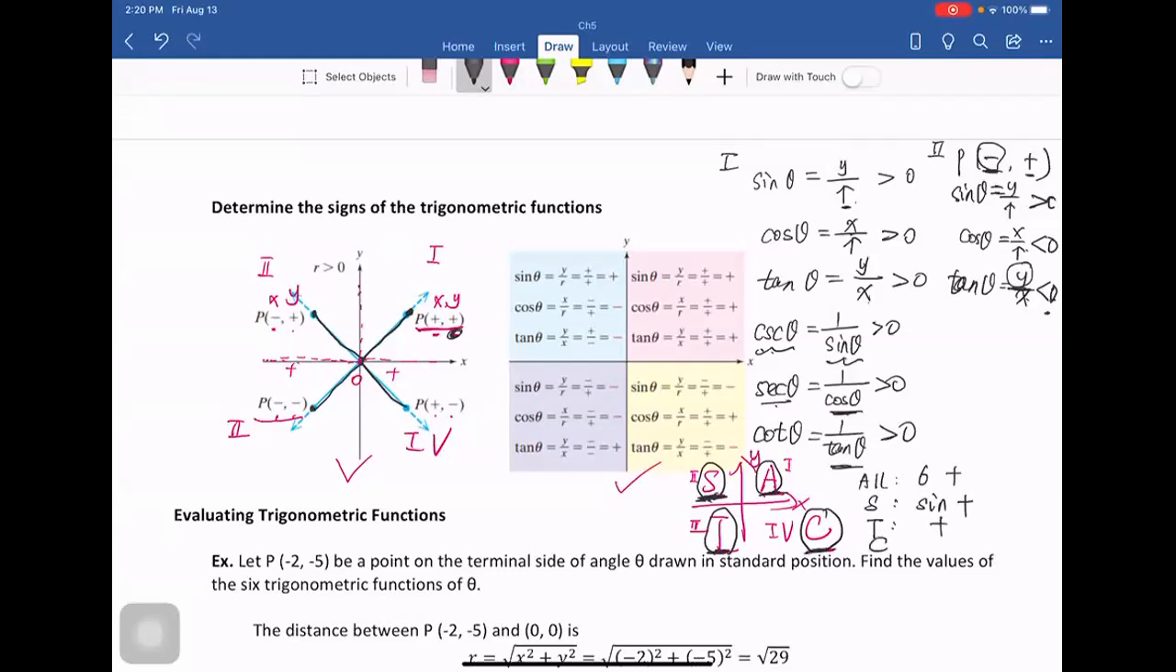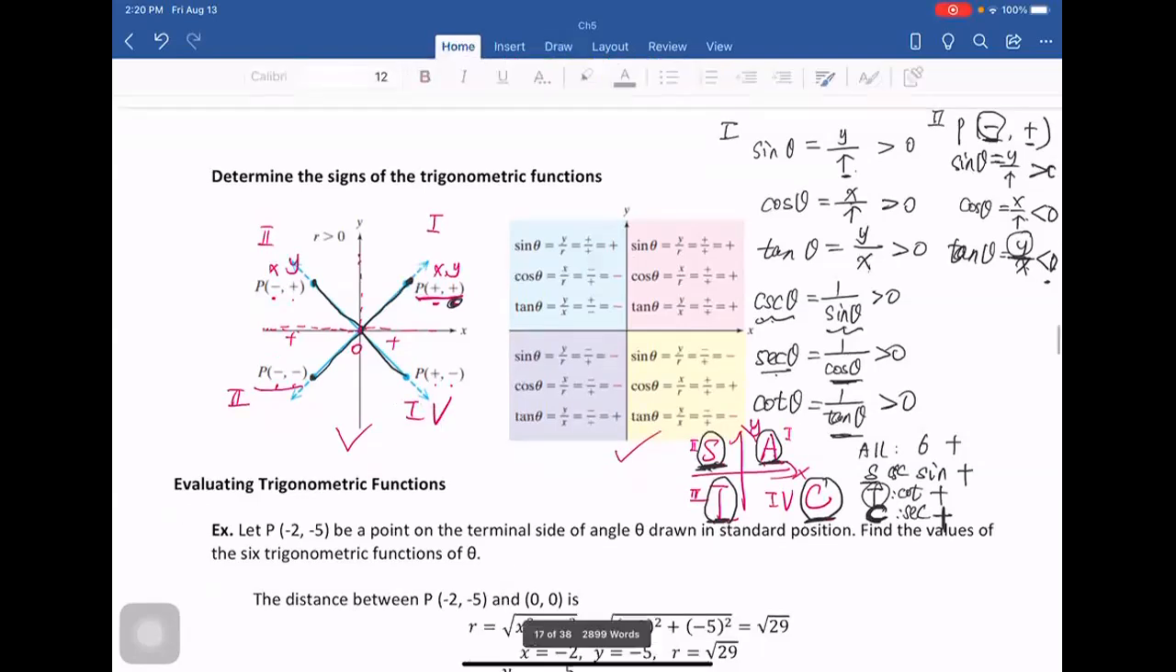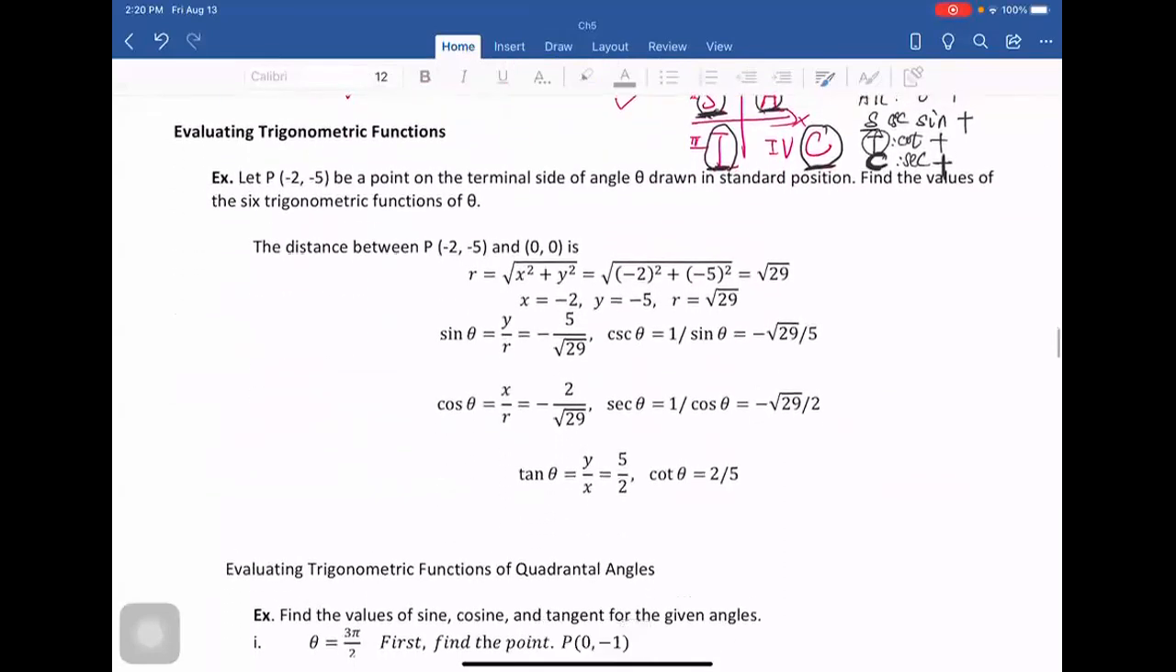C means cosine is positive. If cosine is positive, so the cofunction secant is positive. If tangent is positive, cotangent is positive. If sine is positive, cosecant is also positive. Okay, let's move on to see evaluating trig functions.